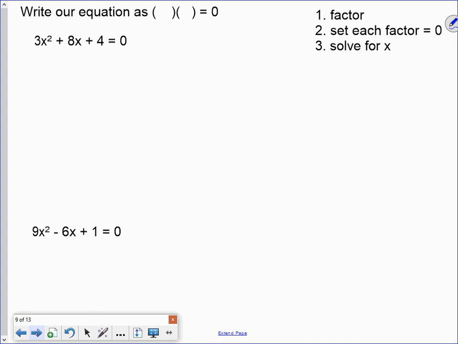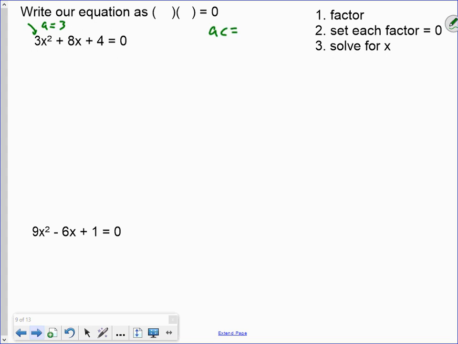So we're really just doing the same factoring that we've done before, but we have this extra step here at the end where we're going to solve for x. So here we've got one, 3x squared plus 8x plus 4 is equal to 0. This one, what kind of factoring do we have to do here? Well, this isn't a simple trinomial because we have a equals 3 here. So we're going to have to use our AC method.